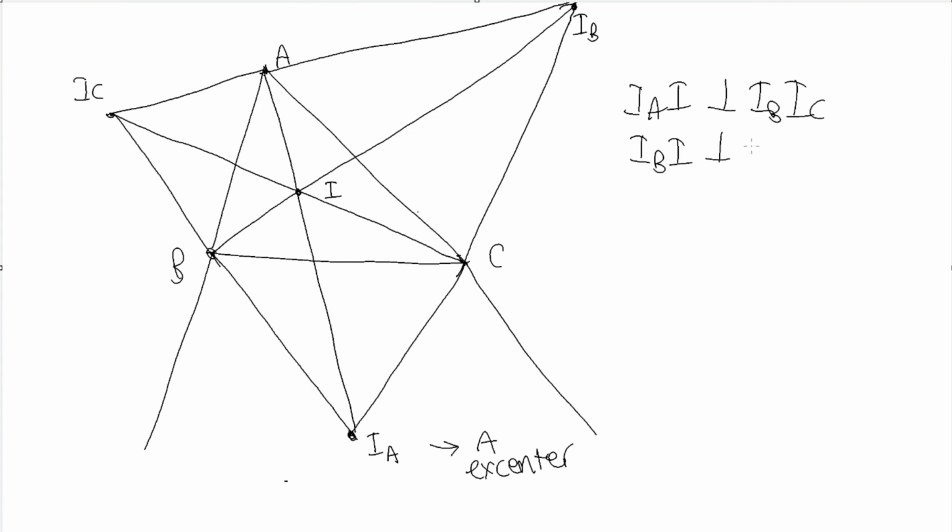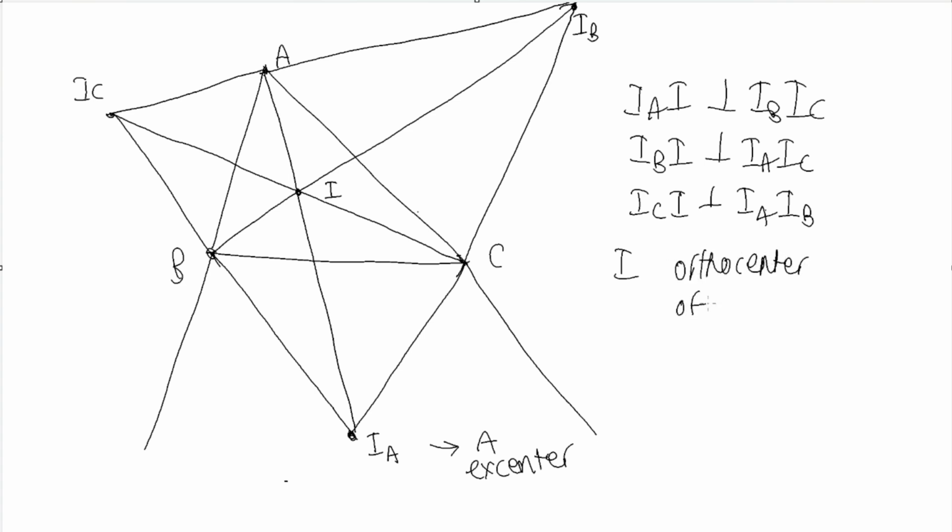So I_B I is perpendicular to I_A I_C, and I_C I is perpendicular to I_A I_B. And therefore, we have that I is the orthocenter of the triangle I_A I_B I_C. Okay, cool.